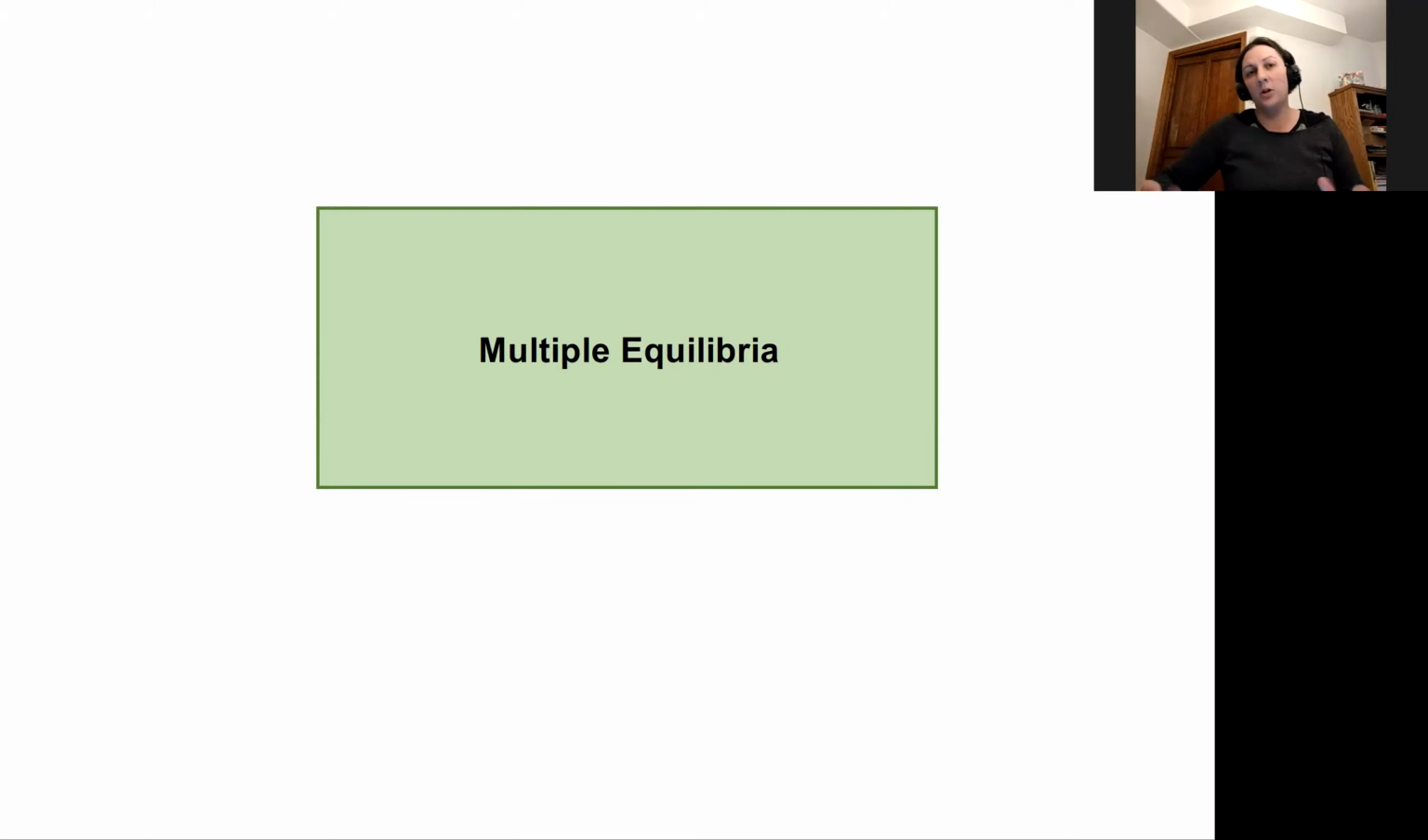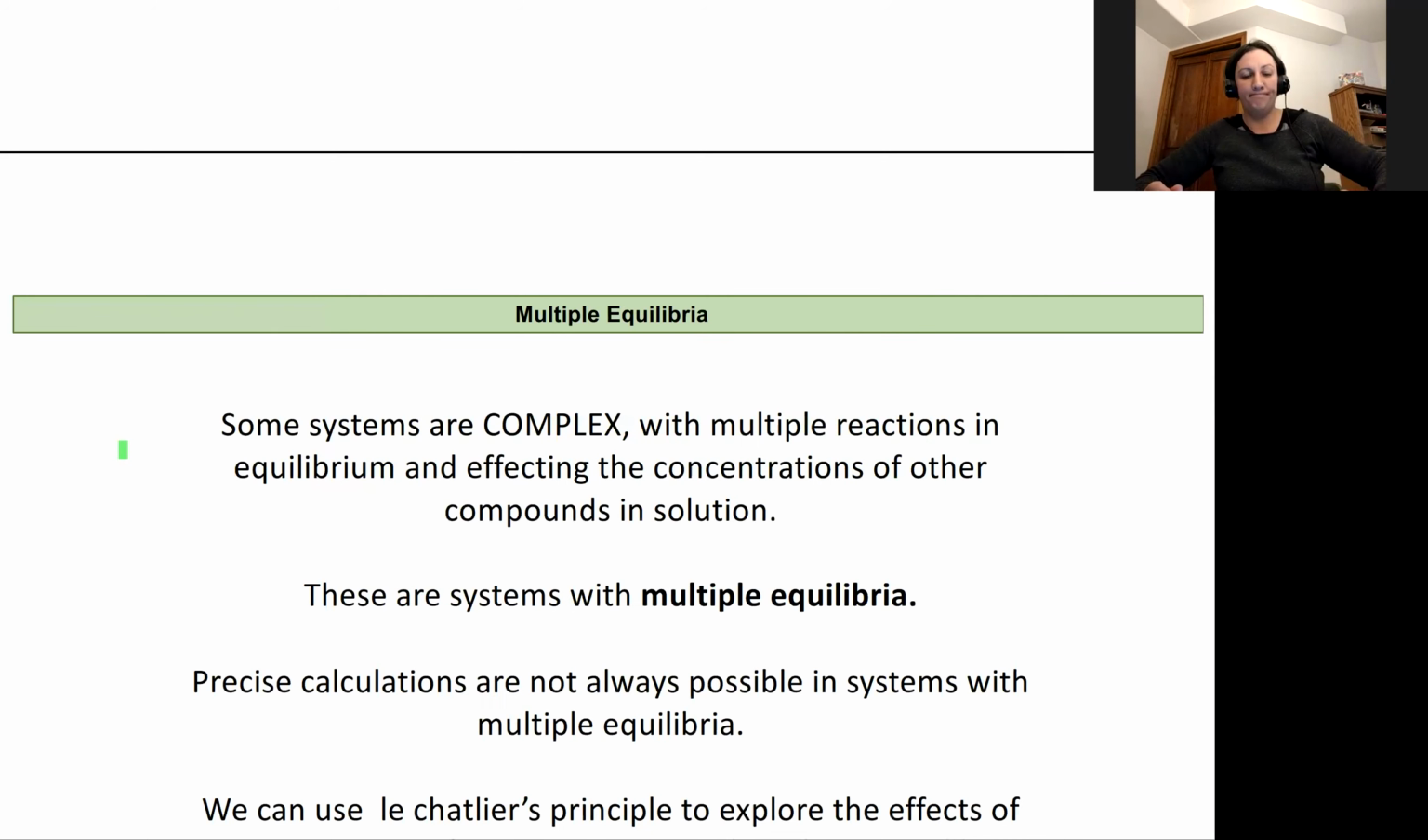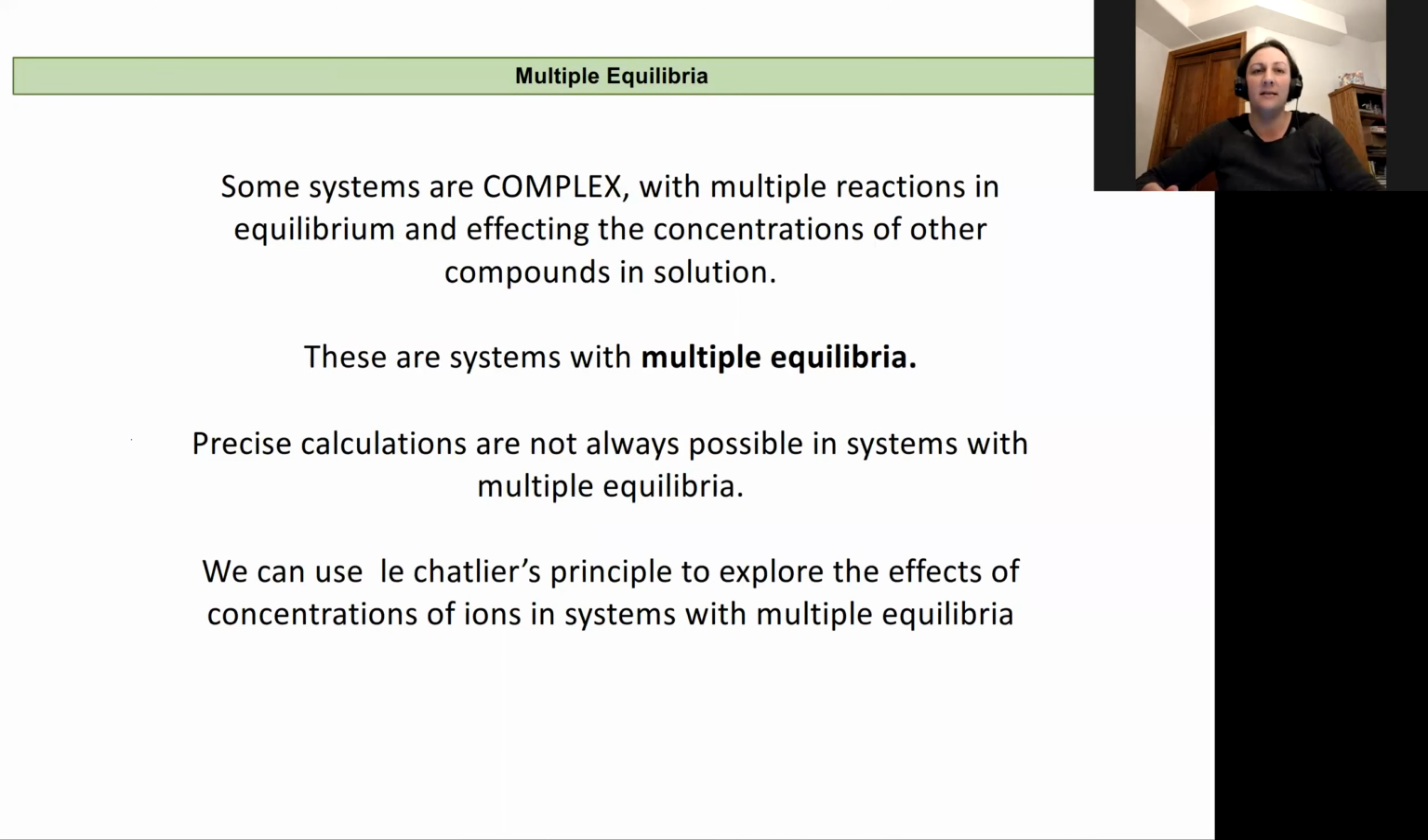In this lecture, we're going to look a little bit at what happens when you have multiple equilibria reactions occurring at the same time. So let's start by saying that it's complex. It's really complex. When you have just one equilibrium reaction occurring, it's something that you can do a calculation on with an ice table.